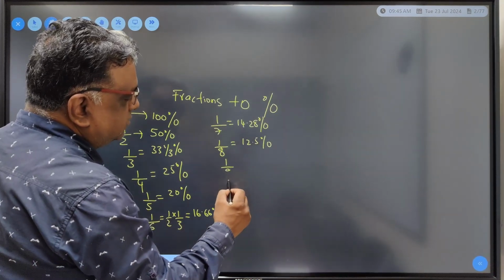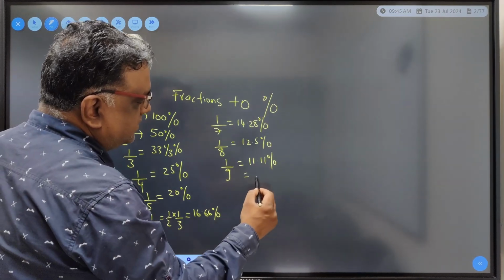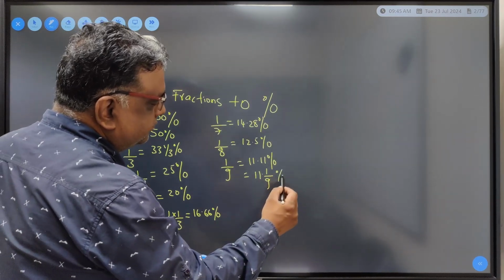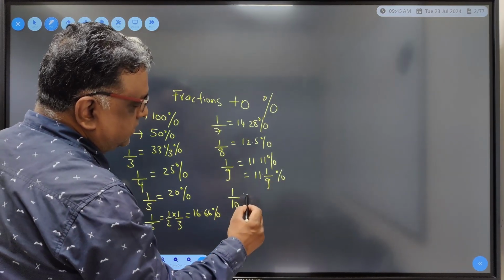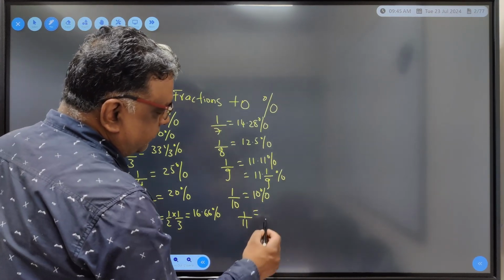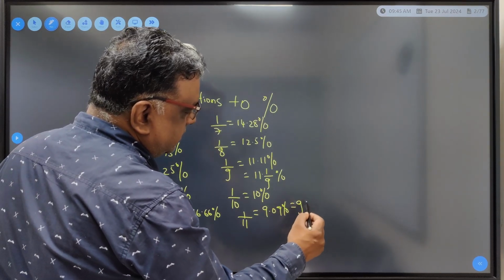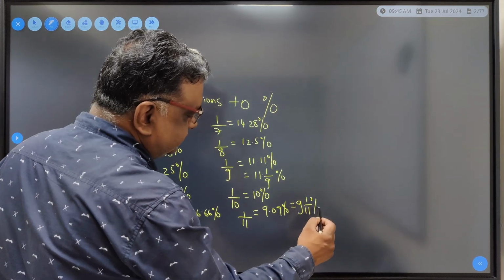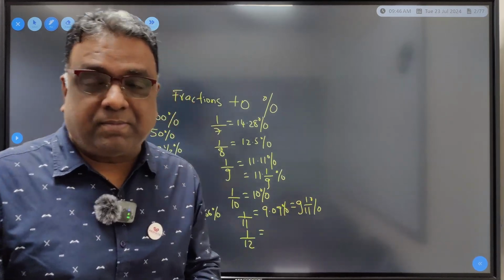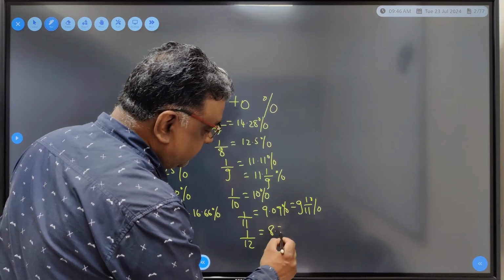What is 1 by 9? This you have to remember. It is 11.11%, or we can write it as 11 1 by 9. How much is 1 by 10? Obviously, it is 10%. 1 by 11, this also we have to remember, which is 9.09%, or we can write it as 9 1 by 11. How much is 1 by 12? 1 by 12 is half of 1 by 6. 1 by 6 is 16.66. So 1 by 12 would be 8.33%.